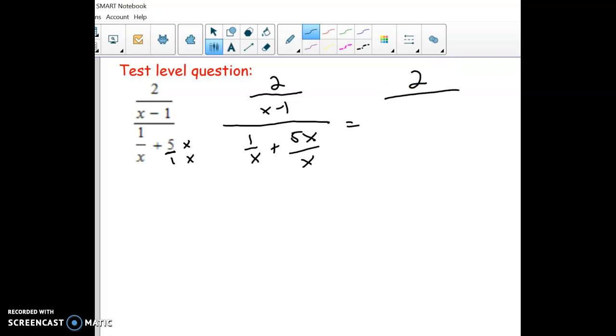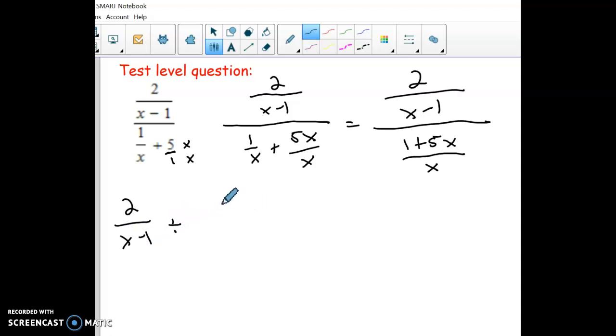Okay, so again, I'm just keeping the numerator the same. In the denominator, now that they both have x, I can add them. So I have 1 plus 5x over x. Now take this middle fraction bar and make it into division. So I'm going to do this fraction divided by that fraction, divided by 1 plus 5x over x. And then I'm going to multiply by the reciprocal.